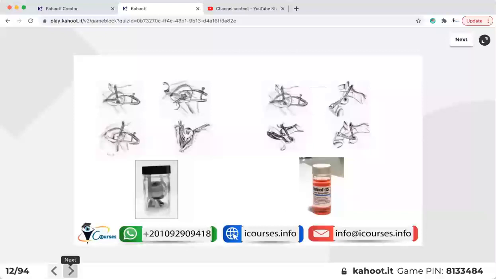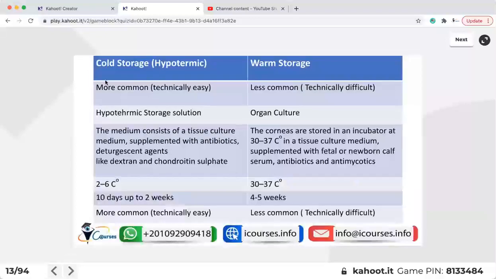So what are the different types of tissue culture media? We have what's called the cold storage and the warm storage. Cold storage is more commonly used, as it is technically easy to prepare, while the warm storage is less commonly used, as it is technically difficult.